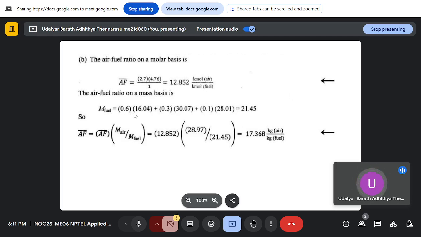We can also round it off. See, carbon is 12 and hydrogen is 1. So CH4 is 12 plus 4 times 1, so we'll get 16. You can directly use 16, and similarly you will get 30, and nitrogen is 14, so 14 into 2 gives 28. So we'll get 21.45 as the molar mass of the fuel, and molar mass of air is 28.97. Substituting the values here, we get 17.368. So it says that we need 17.368 kg of air for burning 1 kg of fuel.